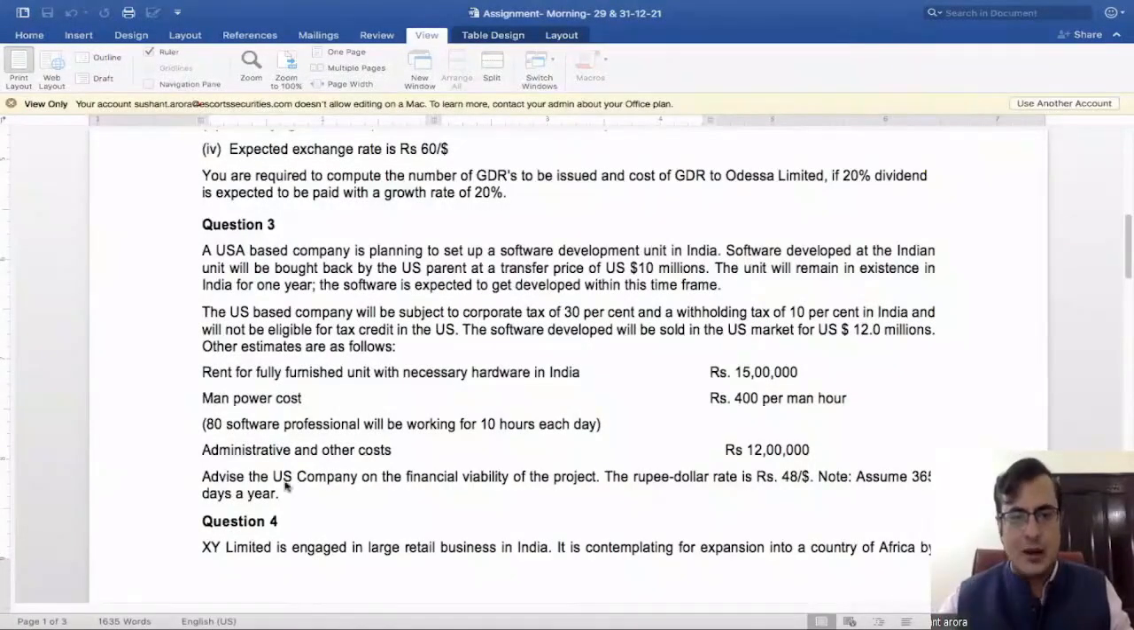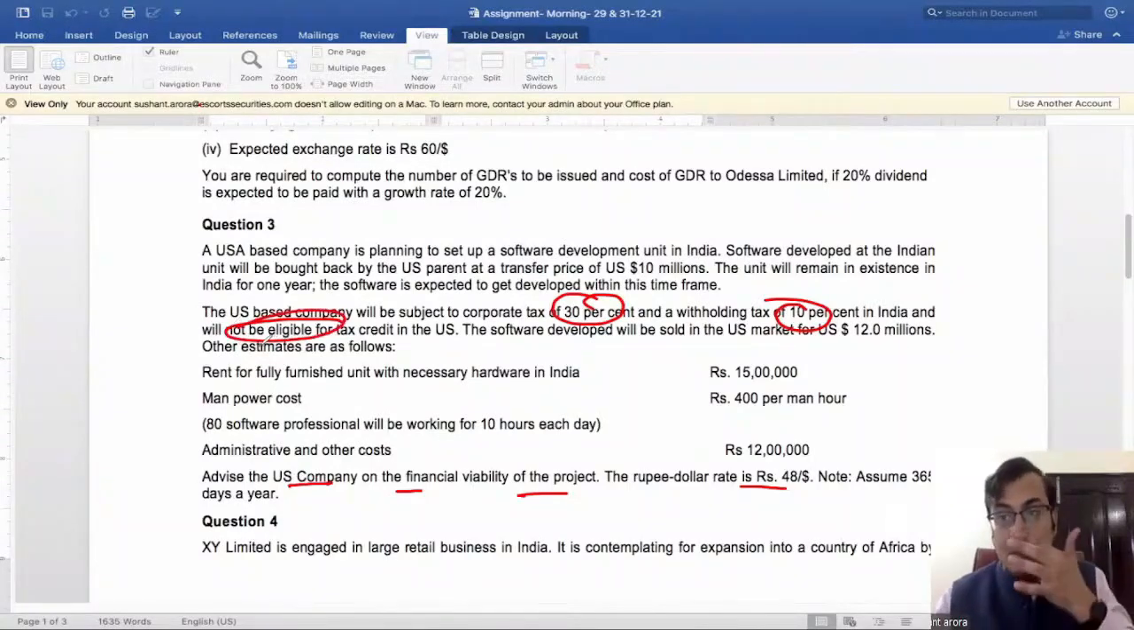So advise the US company on the financial review of the project. Dollar rate we have taken. This is taken. And it says the tax paid in India, this 30%, 10%, is not eligible for tax credit in the US. So it means the US will have to pay tax again. Okay. How much has it stated? No, they have not stated. Not a problem.